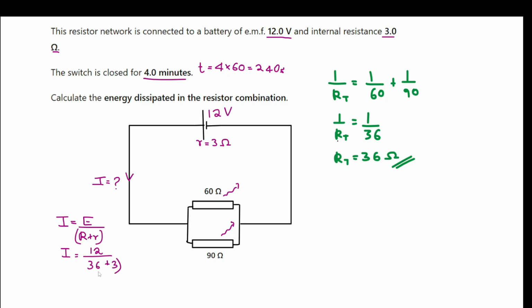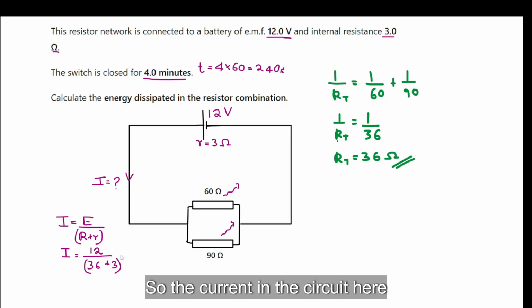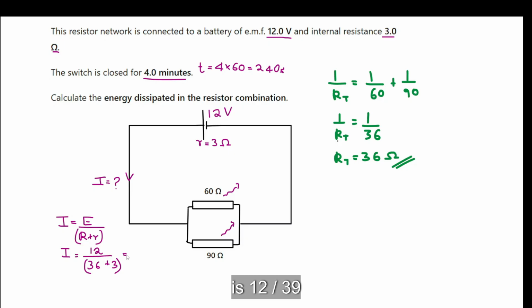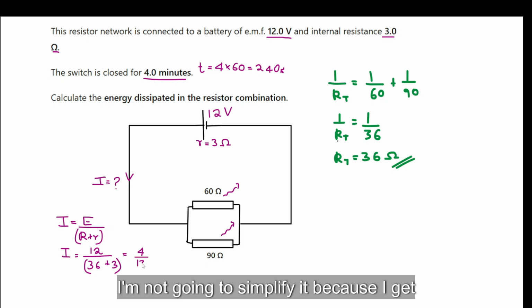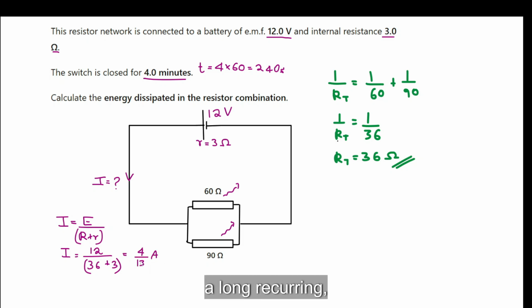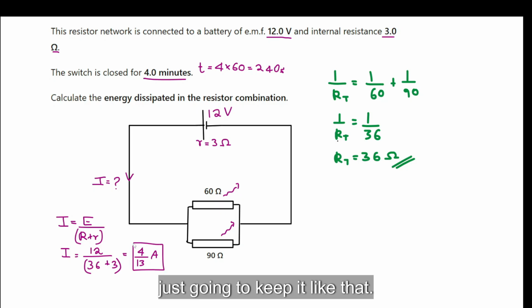So we know the current. The current in the circuit here is 12 divided by 39. That gives us 4 over 13 amps. I'm not going to simplify it because I get a long recurring, just going to keep it like that.